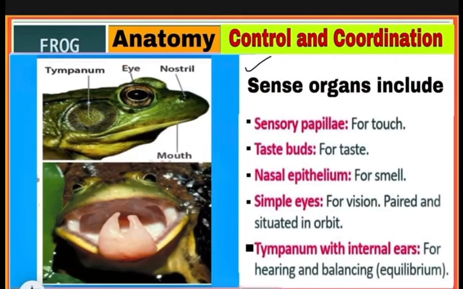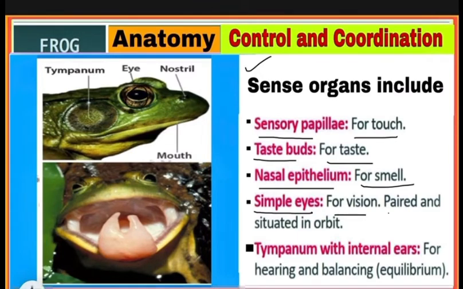Sense organs in frog. Sense organs include number 1, sensory papillae, which are used for touch, taste buds used for taste, nasal epithelium for smell, simple eyes, this is the eye, these eyes are used for vision, they are paired and are situated in the orbit. Then tympanum with internal ears, this is tympanum. Tympanum with internal ears are used for hearing and for balancing the body.